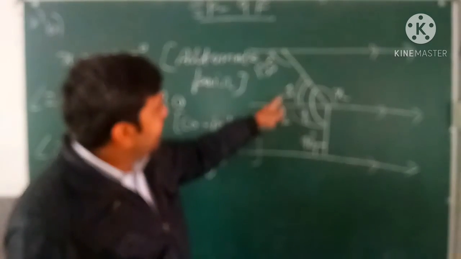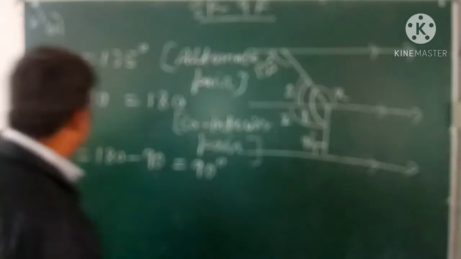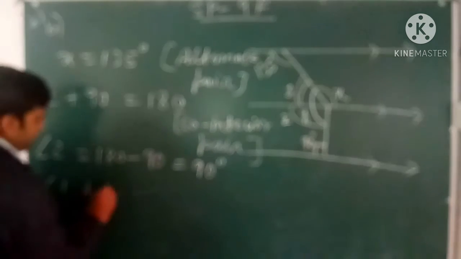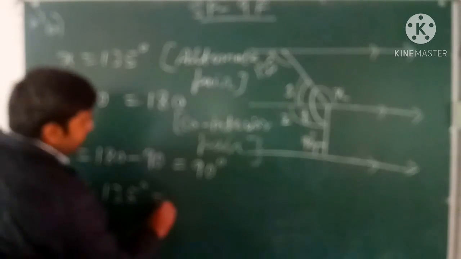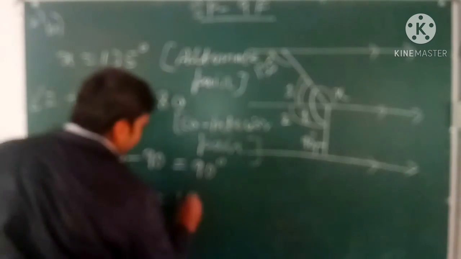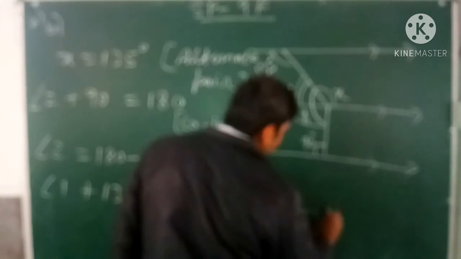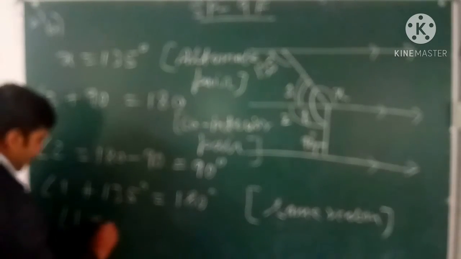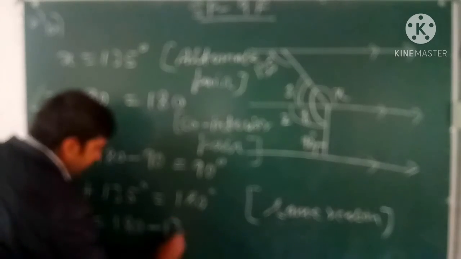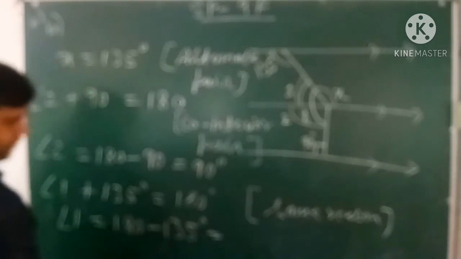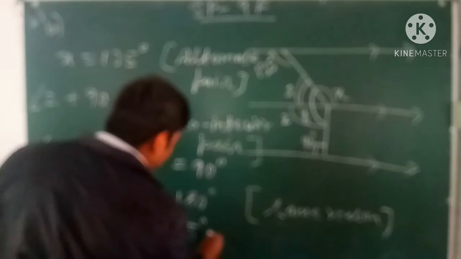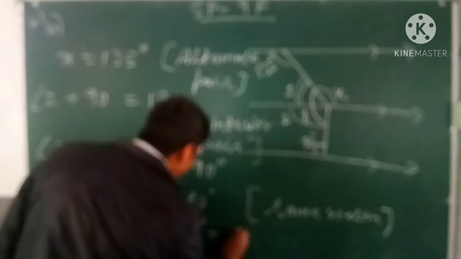Now angle 1 you can find. Angle 1 and 135 are the co-interior pair. So angle 1 plus 135 degrees is equal to 180 degrees. Same reason, co-interior pair. So now you can get angle 1 is equal to 180 degrees minus 135. So 180 minus 135 gives you 45 degrees. So angle 1 is 45 degrees.